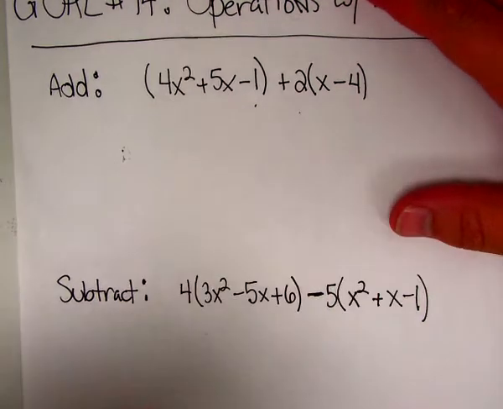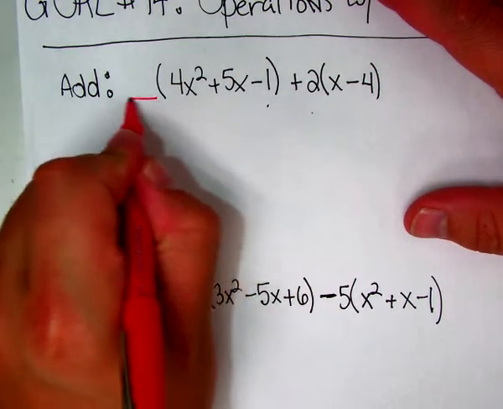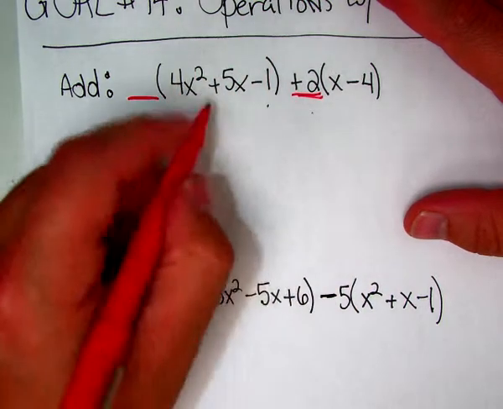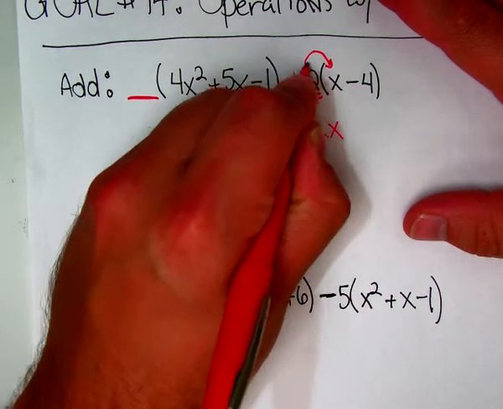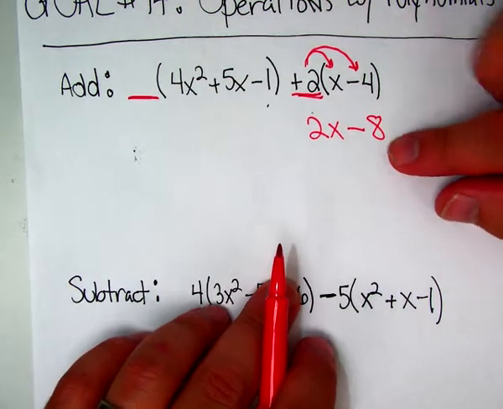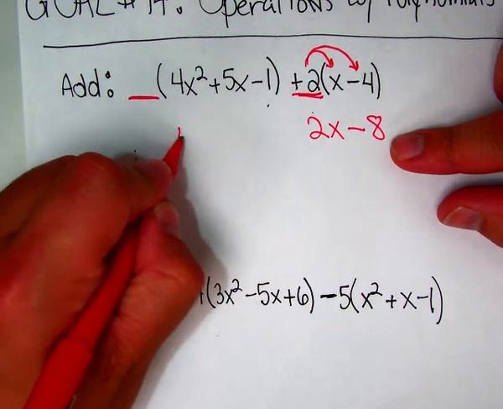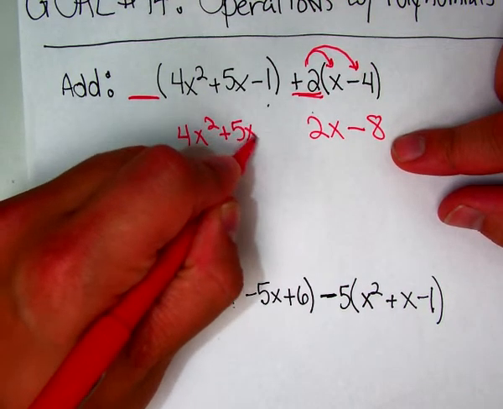First step we should always do, if possible, is to distribute. In this case, there's nothing to distribute right here, but we do have a 2 to distribute right here. So let's take care of this 2. That's going to give us a 2x. This will give us a negative 8. So we have 2x minus 8. And since we can't distribute anything here, we can just bring this down, and we can actually drop the parentheses now because there's no more distribution to actually worry about.